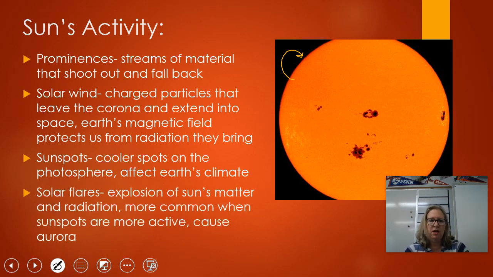Solar flares we also talked about. This is basically just explosions of the sun's matter leaving, these charged particles leaving the sun in higher amounts, bringing radiation with it. These are more common when the sunspots are more active, okay? Those solar flares, when they hit our magnetic field, that's what causes the aurora borealis in the north and the aurora australis in the southern hemisphere, okay?